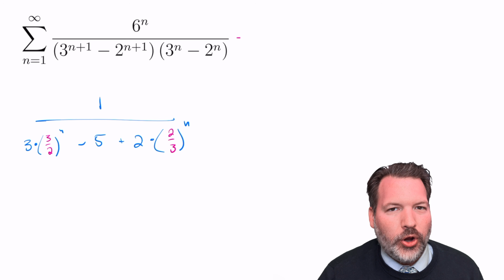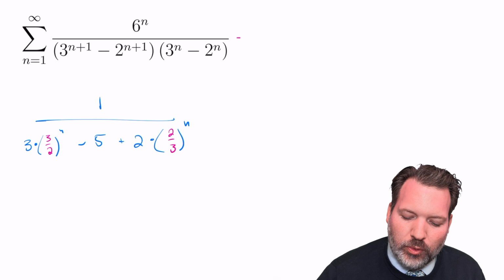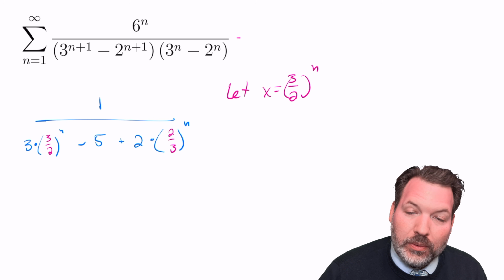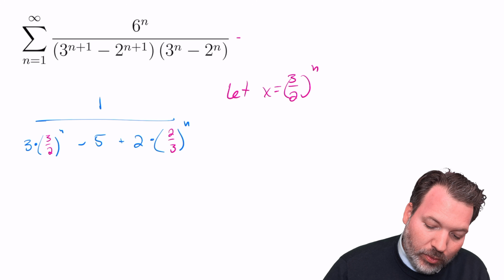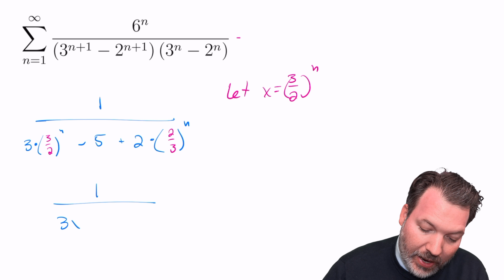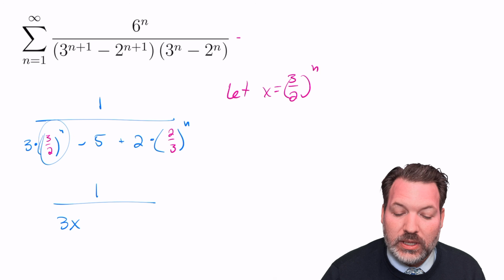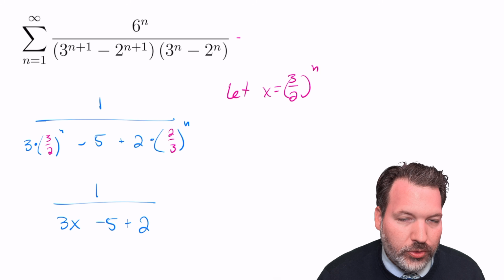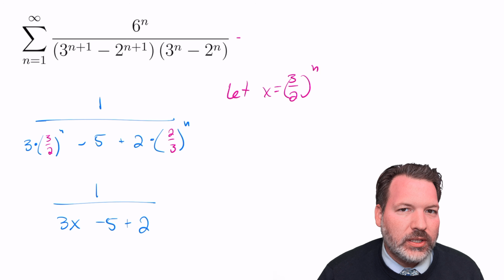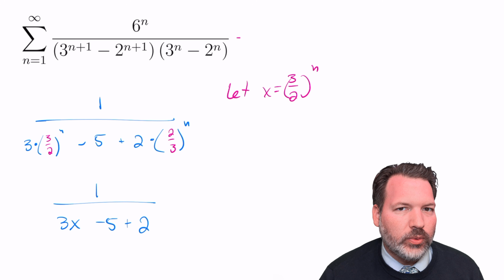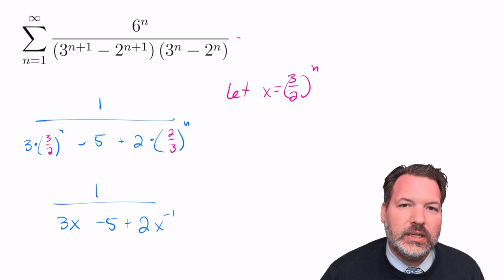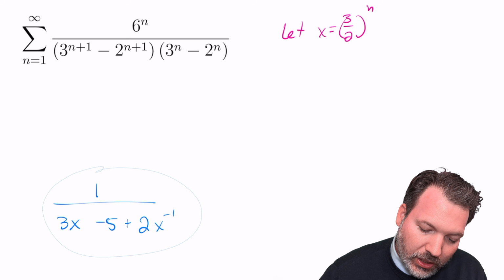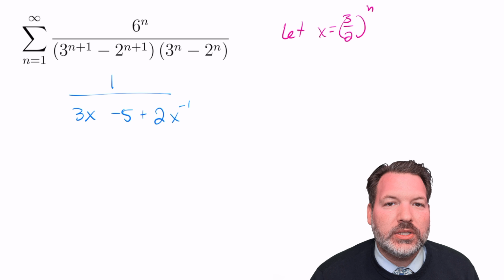I know I said earlier no more intermediate variables, but let's try one more. Let's call some intermediate variable x 3 over 2 to the n power. So what that's going to do is let me rewrite this denominator as 3 times x, because of course that's 3 over 2 to the n power, minus 5 plus 2 times, now hold on a second, 2/3 to the n I can also express in terms of x. 2/3 to the n is the reciprocal of x, so I can express this as x to the negative first. Meaning essentially with this one variable substitution, I now have what's starting to look like a much simpler expression.